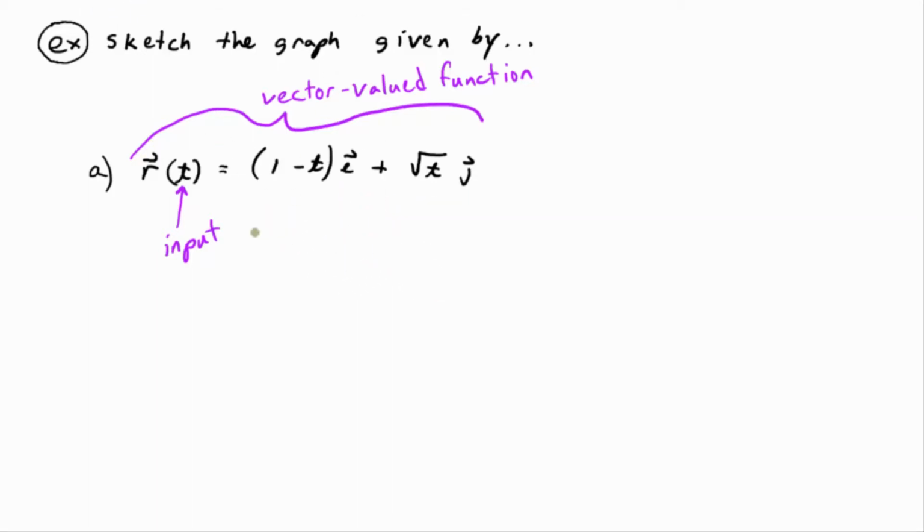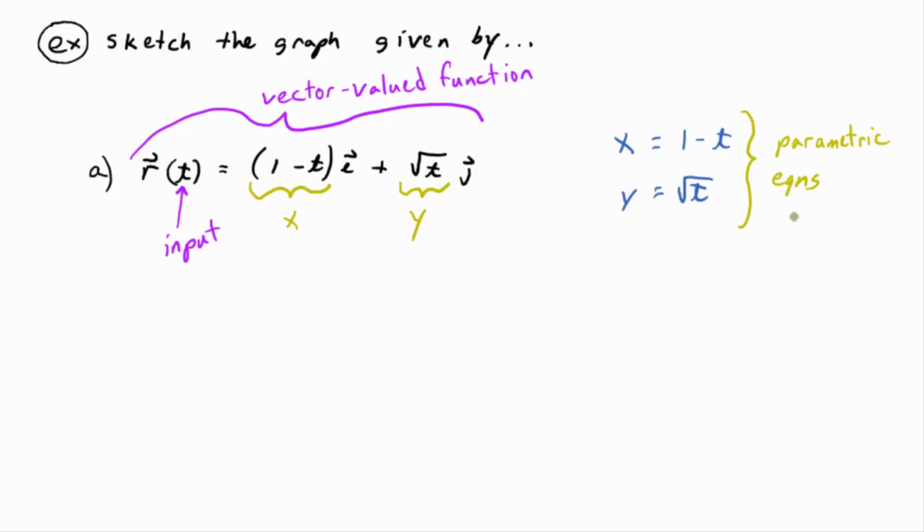All you have to do is realize that you could set x equal to 1 minus t, and you could set y equal to the square root of t, and you've got your parametric equations. So I'll write them over here. In parametric equation form, all we're saying is x is equal to 1 minus t, and y is equal to the square root of t. So these are your parametric equations associated with the vector valued function. And that's how it was presented to you in Calc 2 as parametric equations.